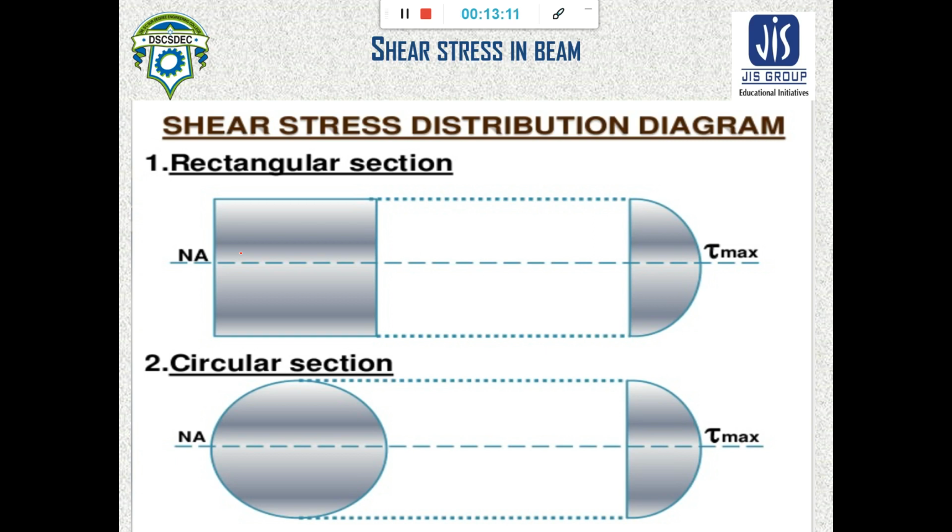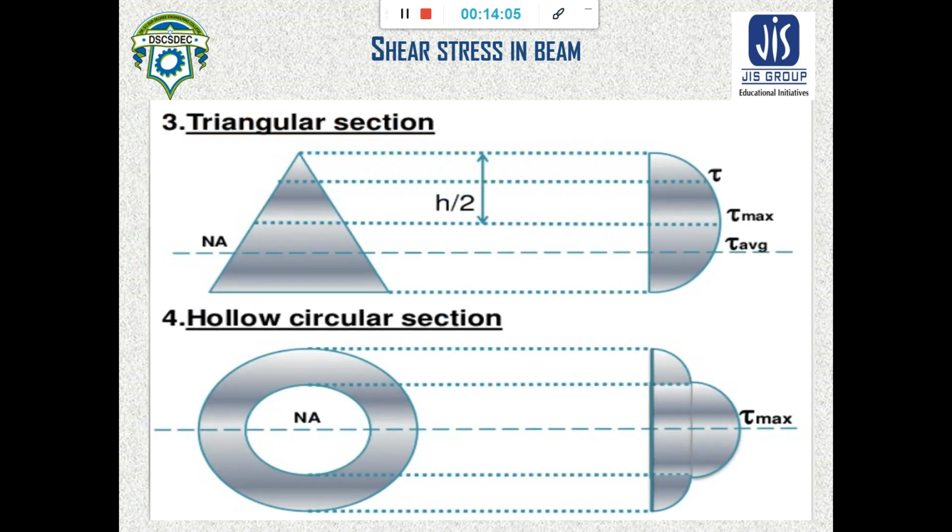Now for the circular section, our neutral axis is at the center, and as it is a symmetric section, here also at the center, or at the neutral axis, tau max will be maximum. The shear stress will be zero at top and bottom, because at the top and the bottom the bending moment is maximum. As the bending moment is maximum, shear force is zero. As the shear force is zero, there will be no shear stress. So that is it for these two sections. For a triangular section, the neutral axis will be at h by 3.